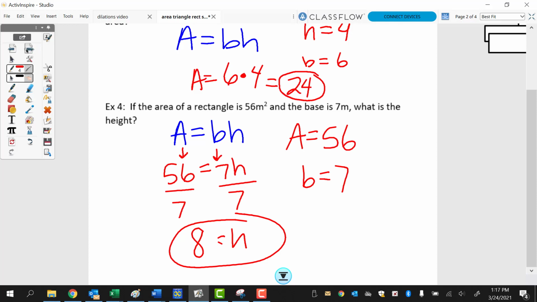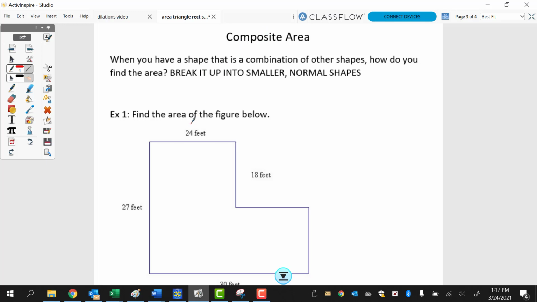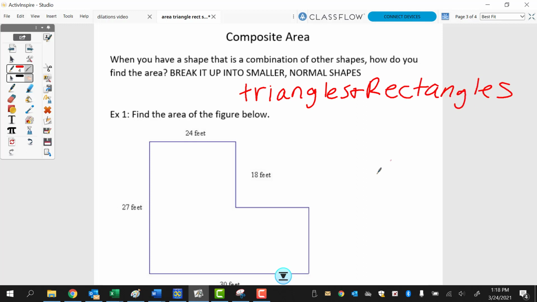But at the end, they're going to start talking about composite area. Now, composite area just means that you have a weird looking shape, a shape we don't have a name for, because it's like a mashup of other shapes. So how do you find the area when it looks crazy like this? Well, you're going to break it up into shapes we know. So that means you're breaking it up into triangles and rectangles. Do not break it up into other crazy shapes because you won't know how to find the area of that either.